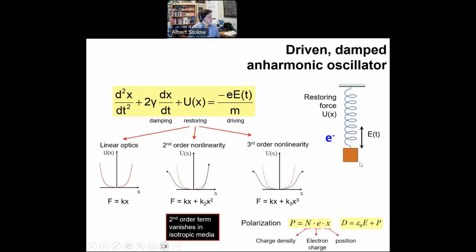So the polarization of the material includes the fact that the electrons are being shaken. And the electric field inside a material, as you may know from Maxwell's equations, contains not only the electric field you apply, but also this polarization response of the matter. And if the matter is responding in a nonlinear way, then I have to include this in my description of light propagating in a material.